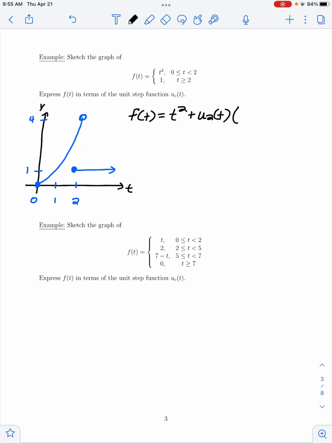And then I'm going to multiply that step function by the definition that I want my function to have on this next interval, or the value I want it to have on my next interval, which would be a value of 1. And then I need to kill off the t squared that was appearing on the previous interval. So I could subtract that value of t squared starting at time 2. So we have the following.